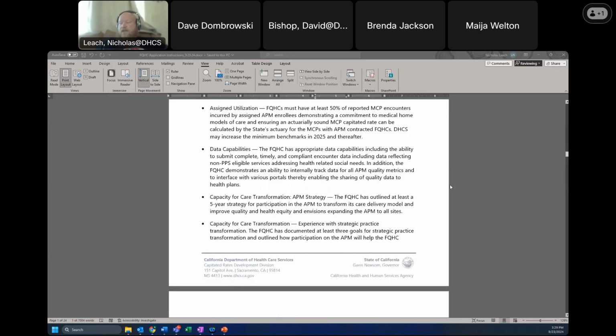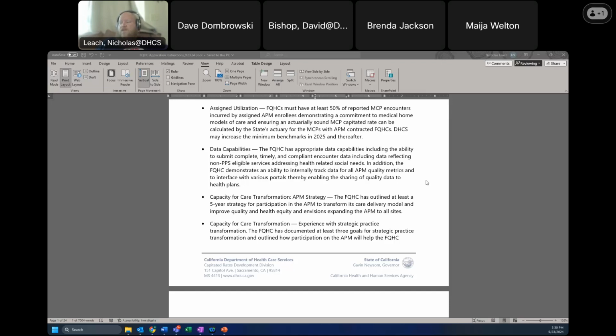Data capabilities. The FQHC has appropriate data capabilities, including the ability to submit complete, timely, and compliant encounter data, including data reflecting non-PPS eligible services addressing health-related social needs, which we would consider are Q2 modifiers for alternative services, which are part of the program. In the package that I send out for this, including all the application documents, I will include a copy of the program guide, which you can review for more information.